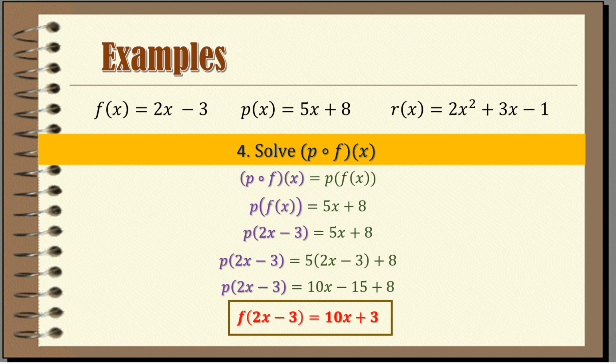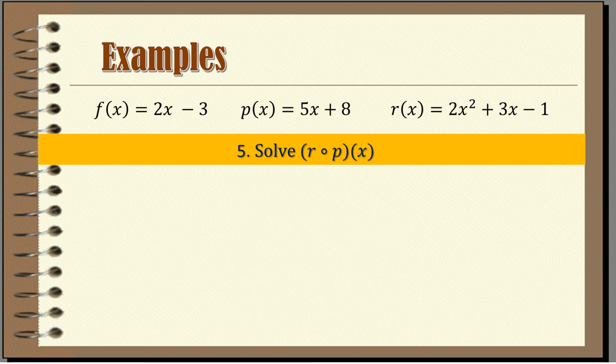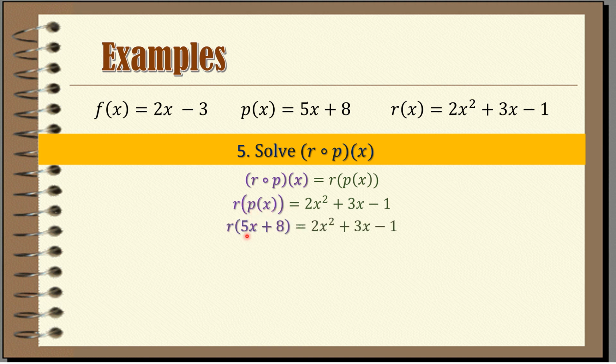All right. Now let's move on to example number 5. Solve for R circle P of x. So define it, copy that, and equate that to R of P of x. Then write R of P of x here. Then the function of R of x is 2x squared plus 3x minus 1. Then we also define the function of P of x. We have to write that here. So that is 5x plus 8.